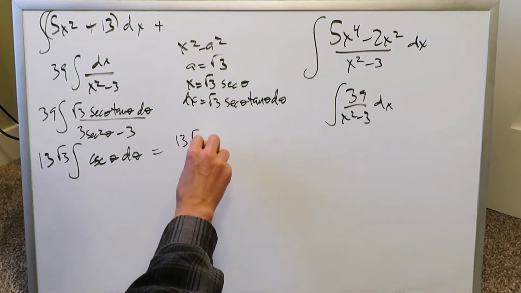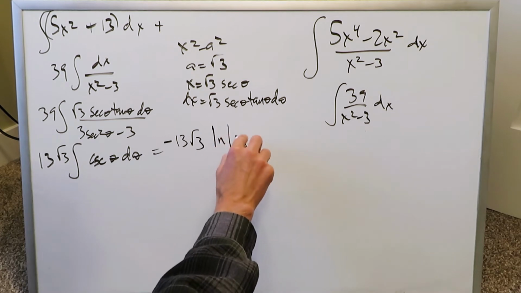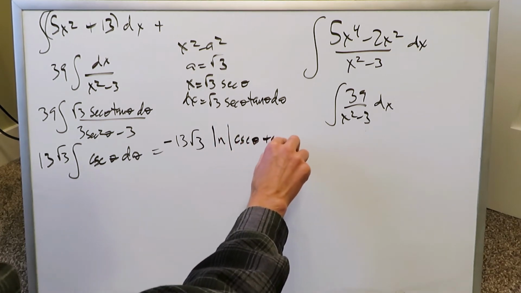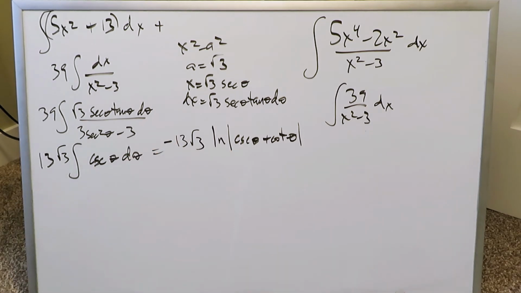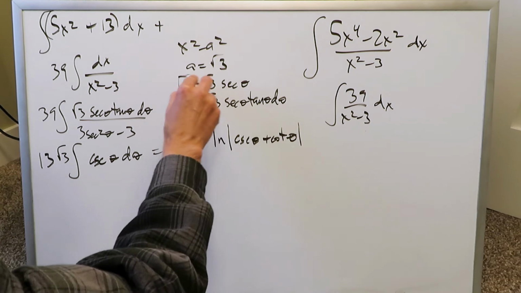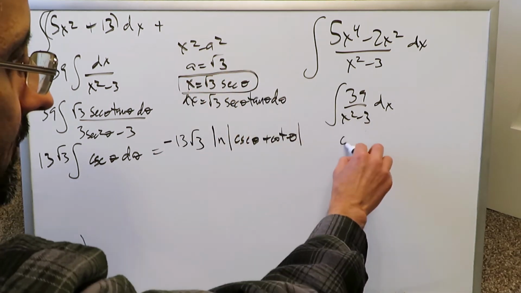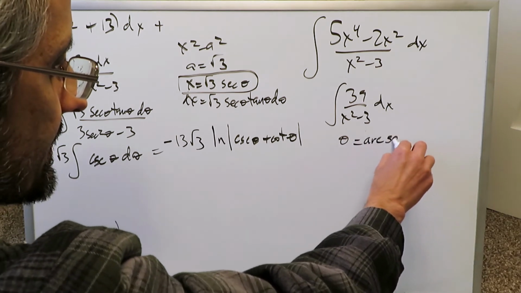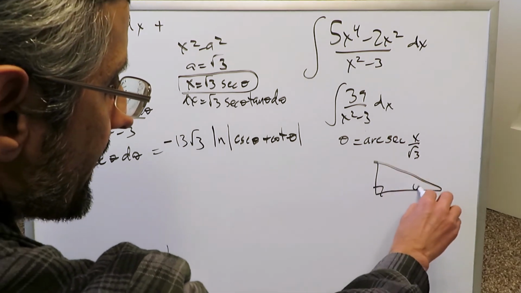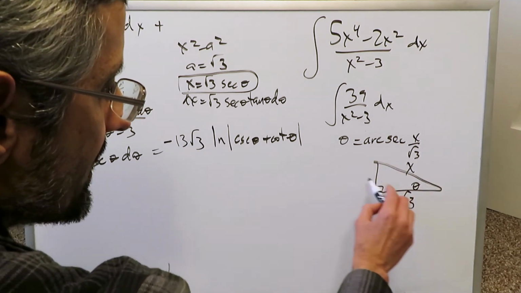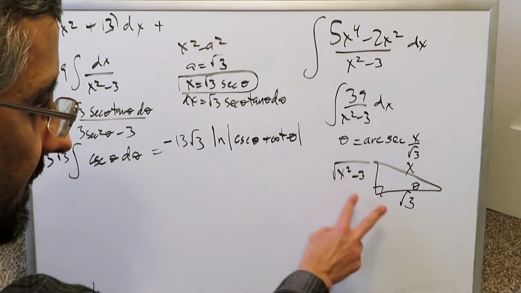I have 13 root 3 minus, the antiderivative of this is a minus natural log of cosecant theta plus cotangent theta. It's just that I've pushed that minus right here with that. Now we have to evaluate everything here with regards to this theta and what we see over here. Theta over here is equal to arc secant of x over root 3, which from when you develop this triangle, x over root 3 helps you develop this x squared minus 3, and you're looking at that. Now you have to plug these in based on what you see.